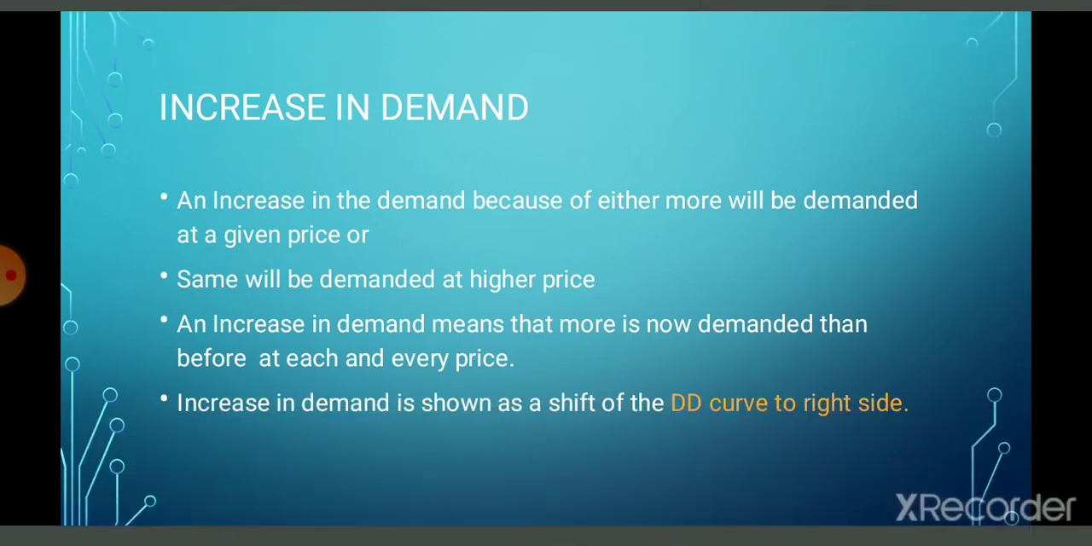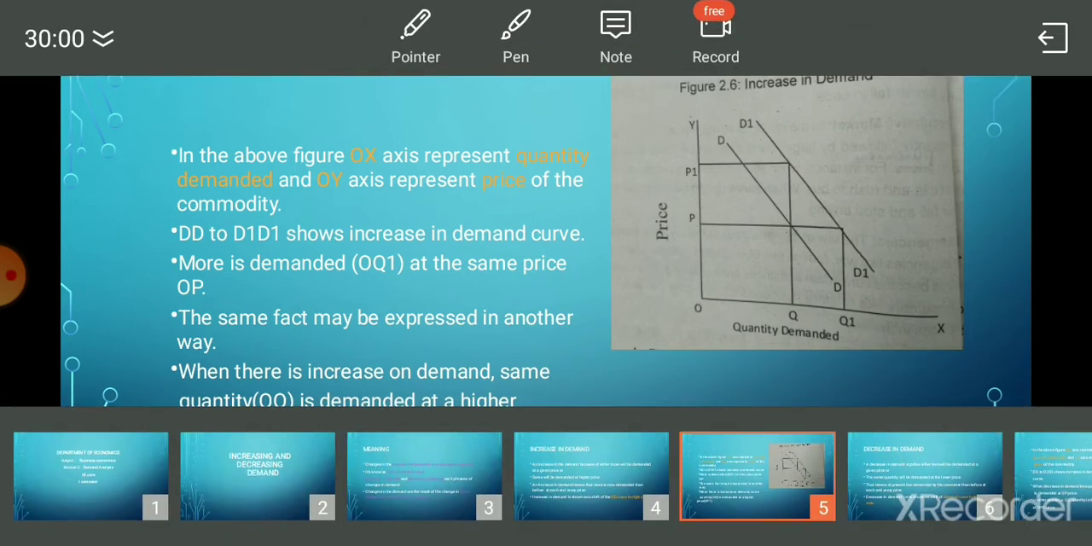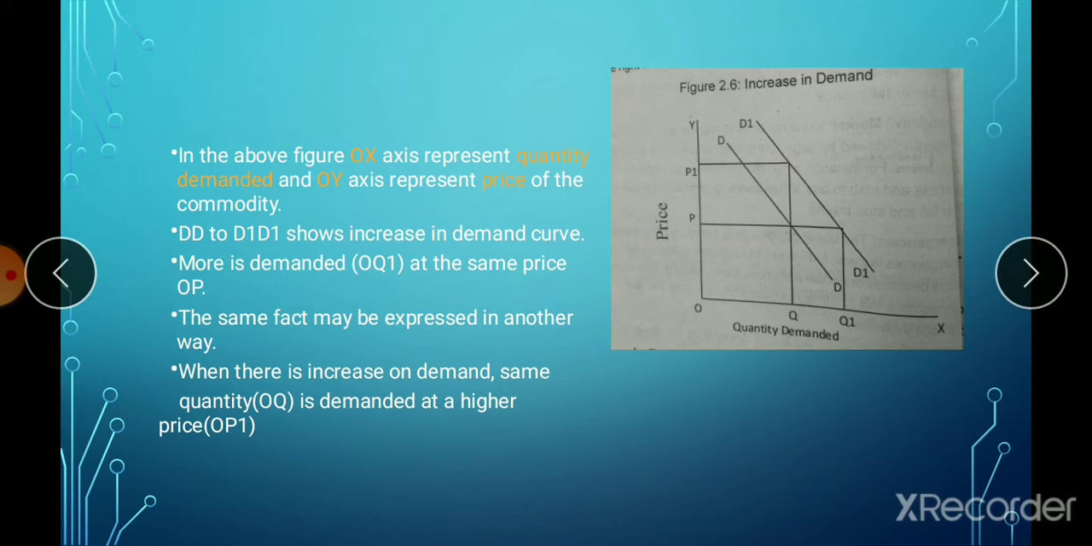Let us discuss this with the help of a graphical representation. The figure shows that the quantity of the commodity is presented on the OX axis and the OY axis represents the price level. The shift of the demand curve from DD to D1 shows an increase in demand. In this case, more is demanded at the same price, OP level.